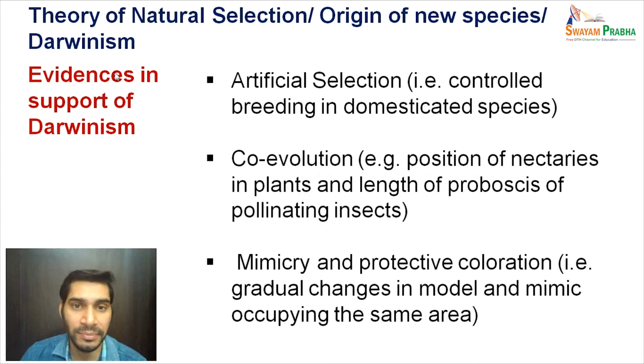Yet another example comes from the mimicry or protective coloration, which is the gradual changes in the model and mimic occupying the same area. If the model is changing, if evolving, the mimic also has to change or evolve in order to survive.